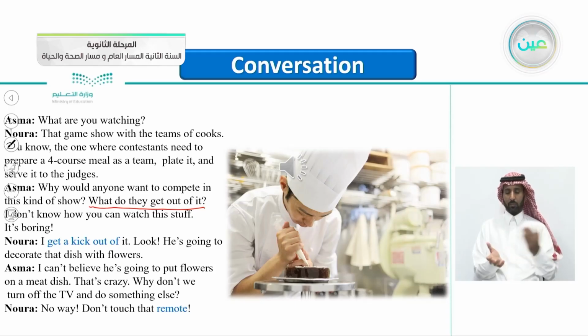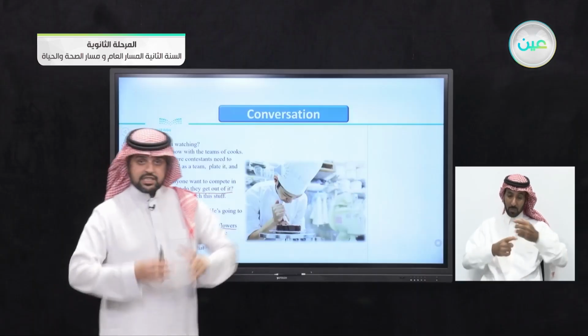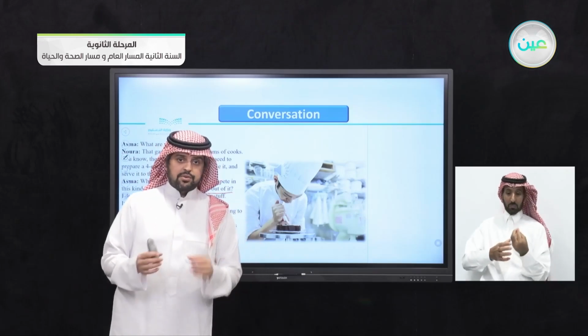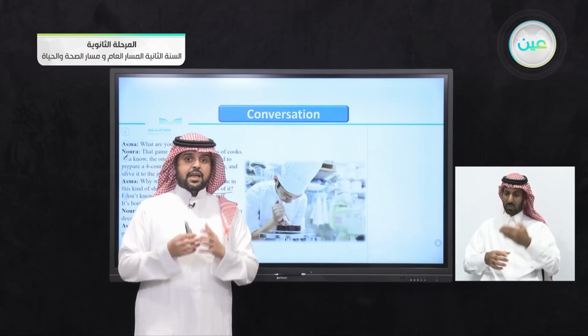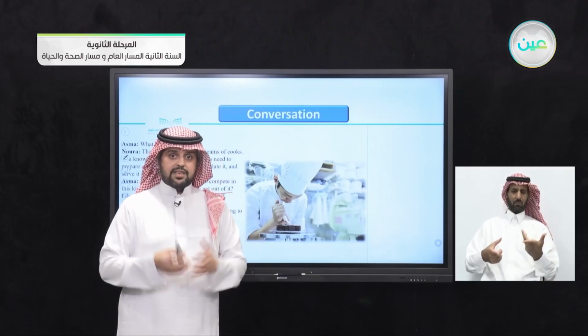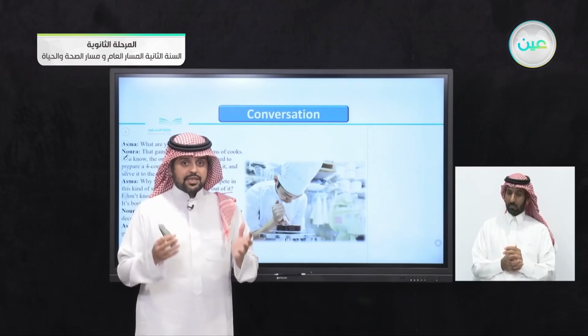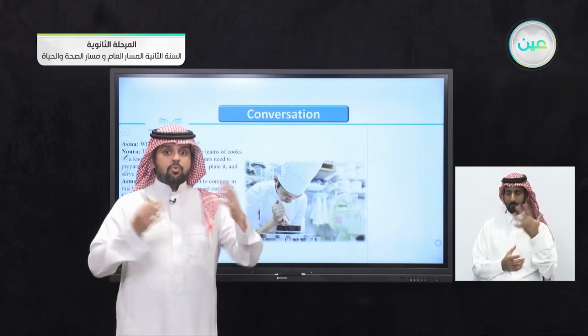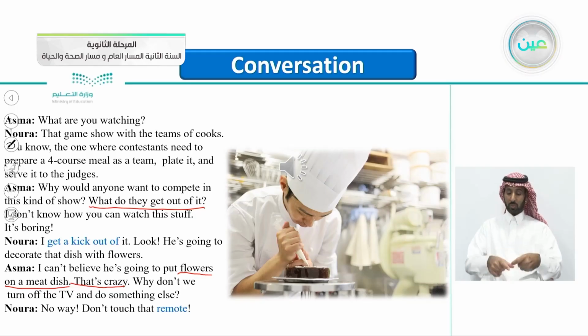And here also she says, that's crazy. What does she think that's crazy? That the chef is putting flowers on a meat dish. She's watching a chef, an expert chef of course, putting flowers on the meat dish. Of course they are edible flowers. Edible means that you can eat them. So that's why she thinks that this is crazy. No one puts flowers on meat.